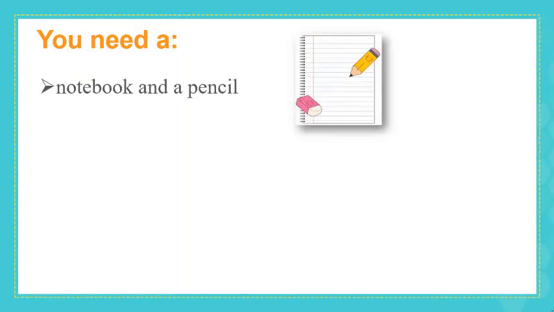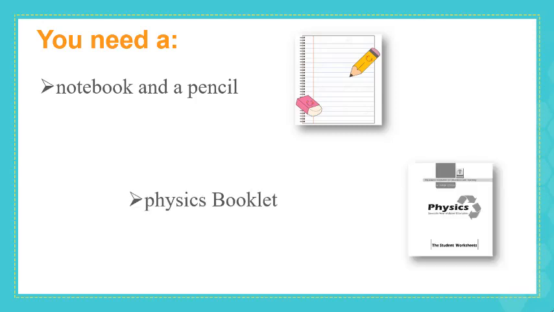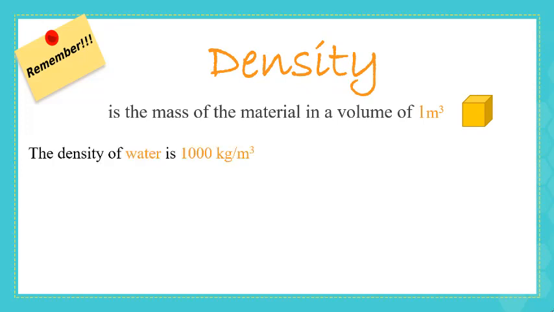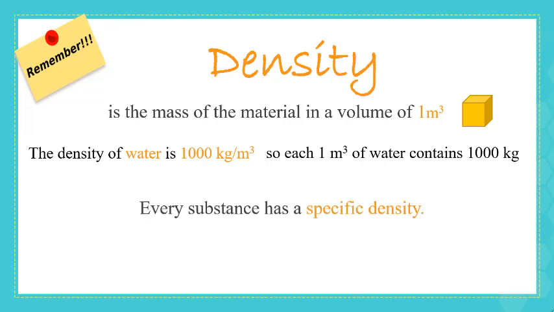You need a notebook and a pencil to take some notes, the physics booklet. If you remember, density is the mass of the material in a volume of 1 meter cube. The density of water is 1000 kilogram per meter cube, so each 1 meter cube of water contains 1000 kilogram. Every substance has a specific density.